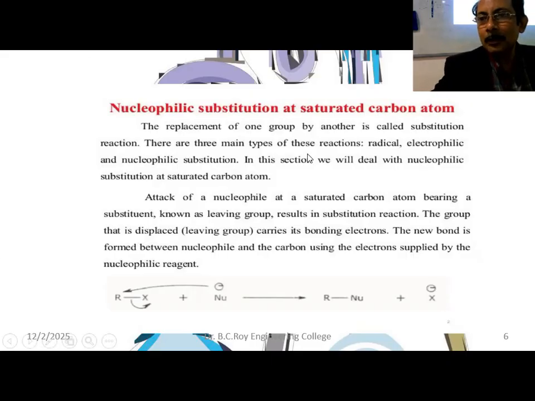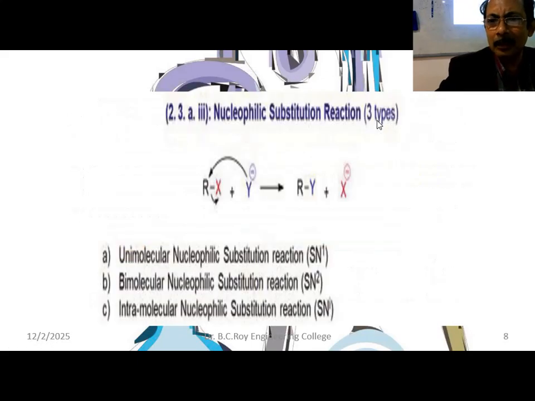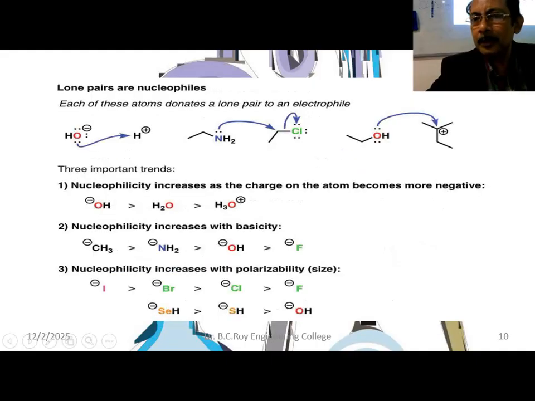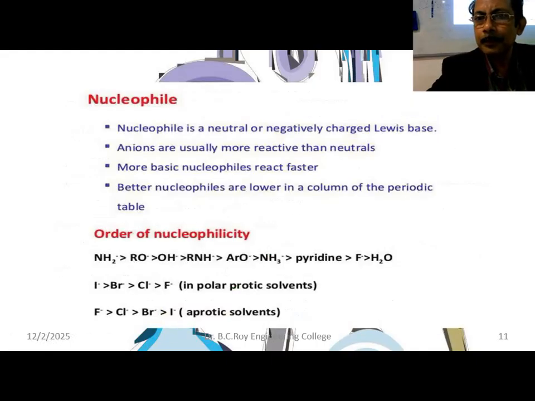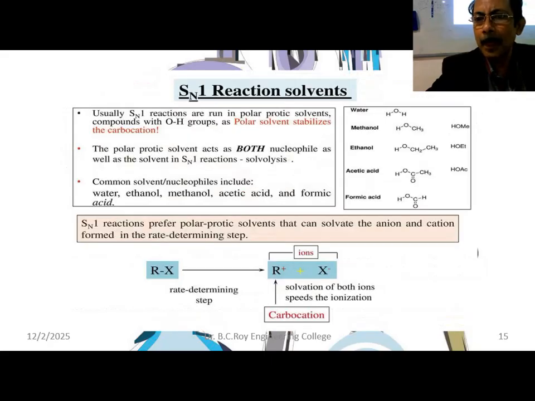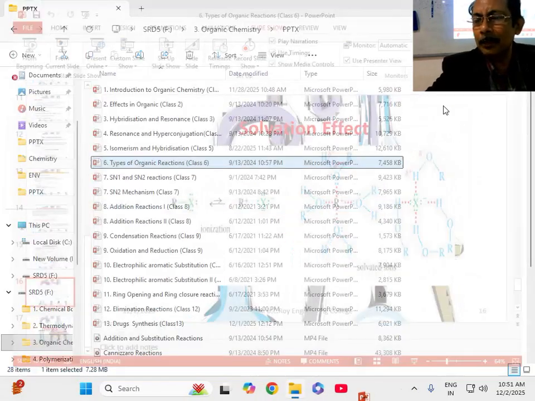So this is nucleophilic substitution at saturated carbon, alkyl halide nucleophilic substitution. I have discussed all this: three types, SN1, SN2 and SNi. SN1 and SN2 I have discussed in detail. Basicity versus nucleophilicity, let's go ahead fast. SN1. I think we continue next day because there are some more things left.